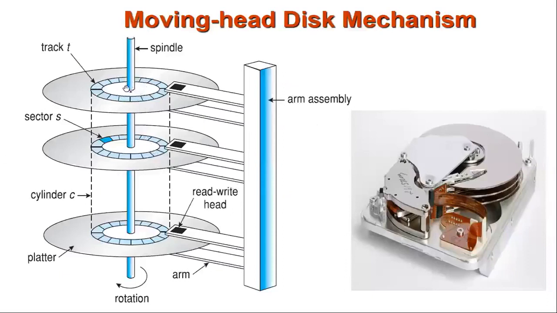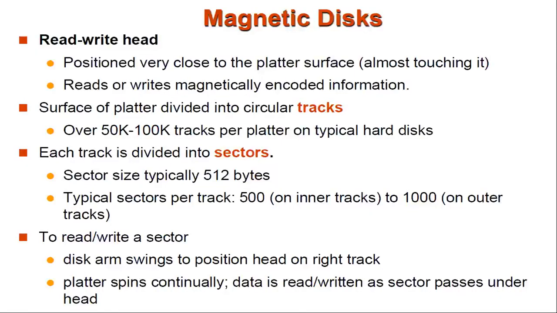If you just measure, the innermost part will have a very small circumference of track. If your track is innermost in this particular area, the circumference will be very small, so you will have fewer sectors here. If you are at the outer edge of your disk, the circumference of the outer track will be more, so you'll have more sectors there. That's the range: 500 to 1000 sectors per track.